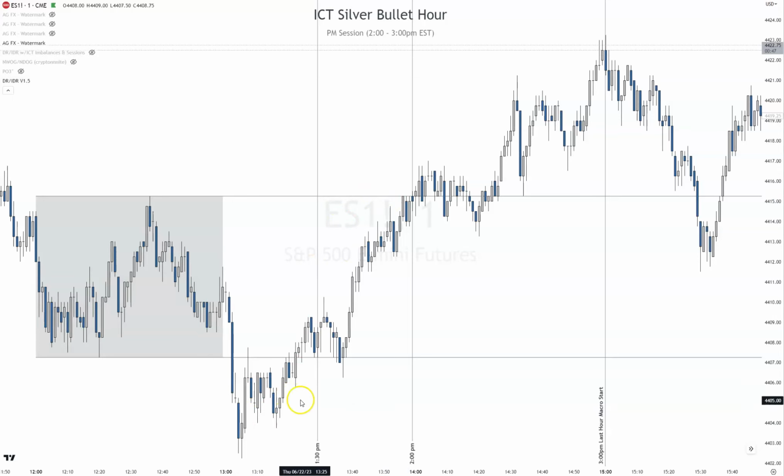So I want to show you how that played out today and how you can get this box on your chart using a free indicator. So I'm going to show you how that works, okay? For right now, I have this vertical line here for 1:30 p.m. I have 2 o'clock and the 3 o'clock, which is the last hour. Macro starts at 3 and goes to 4, okay?